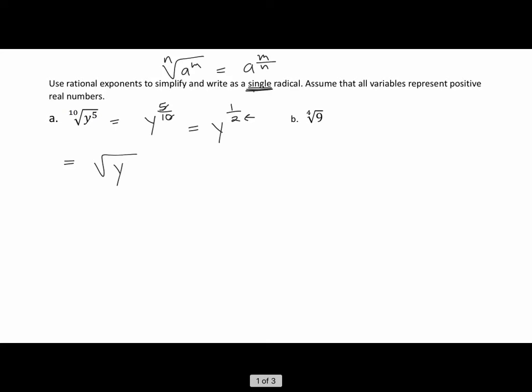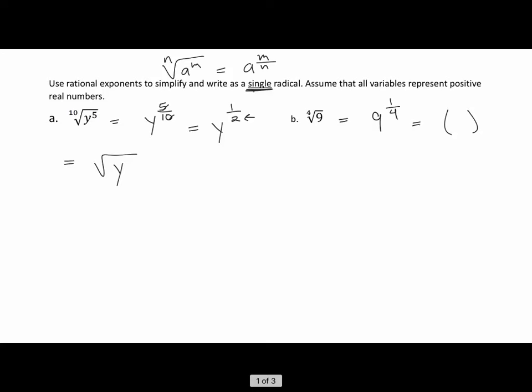In example B, the 4th root of 9. So first thing I want to do is change this to an exponent. So 9 to the 1/4. And 1/4 is simplified already, so there's something else going on here. Can I change the base? Can I make, instead of a base 9, a smaller base? Is there something squared or cubed or anything that equals 9?